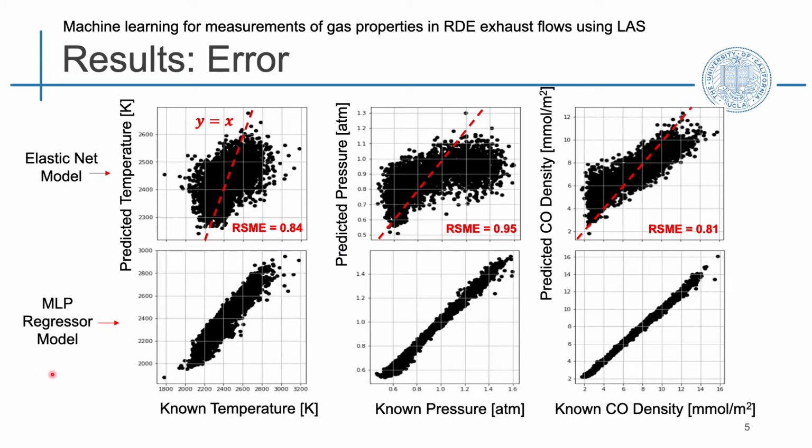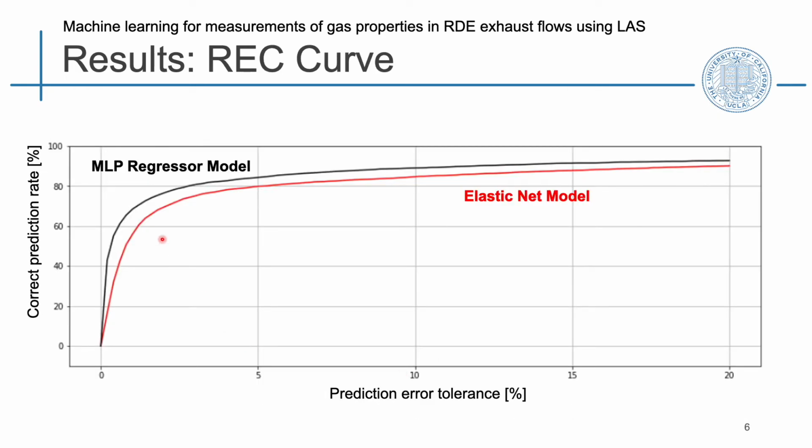We can also look at the results of the MLP regressor, and we see a more clear correlation between the known values and predicted values. This is accompanied by lower root mean squared error values. We can also compare the REC curves for these two models. We can see that the REC curve for the MLP regressor increases more quickly than the elastic net model, meaning that the MLP makes more correct predictions.